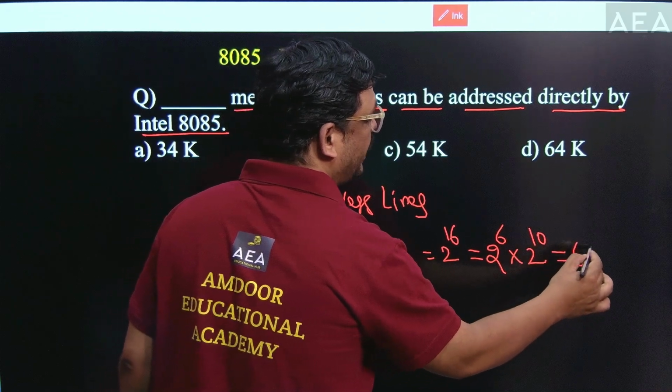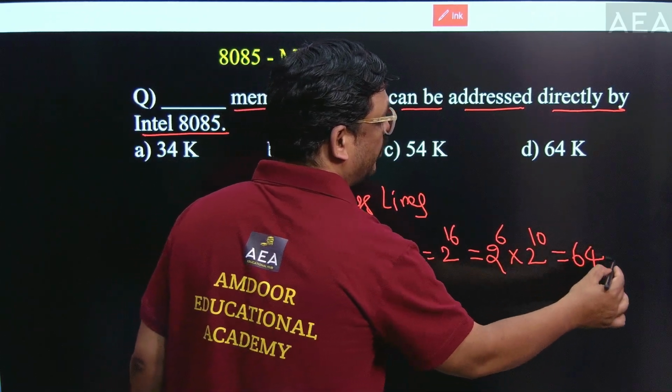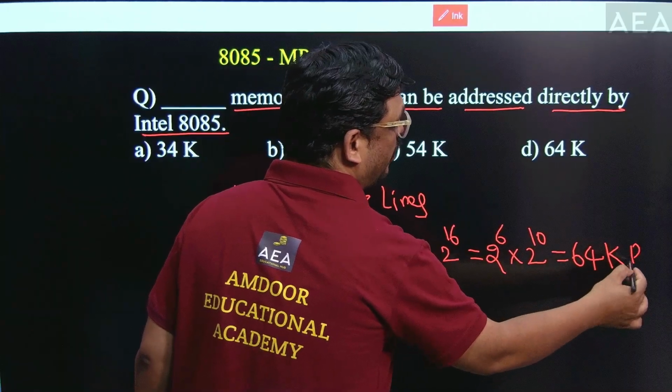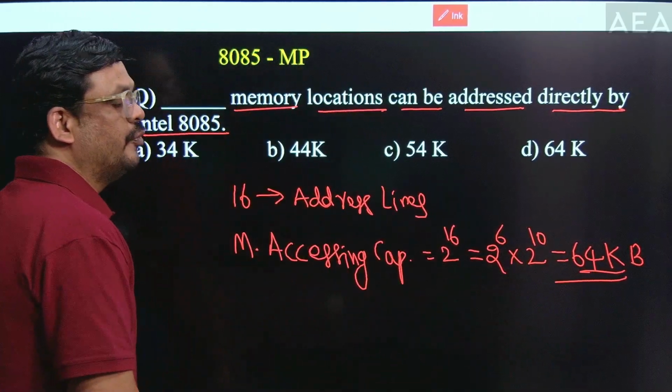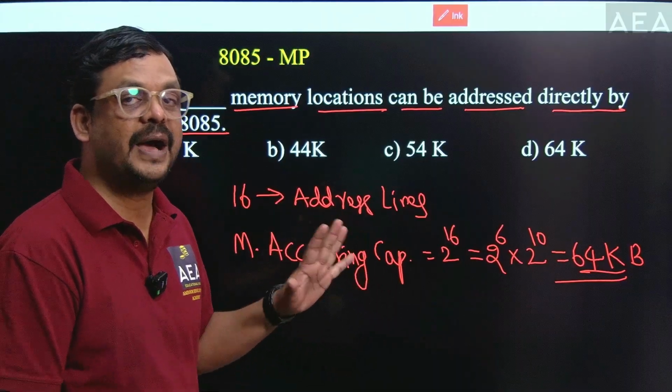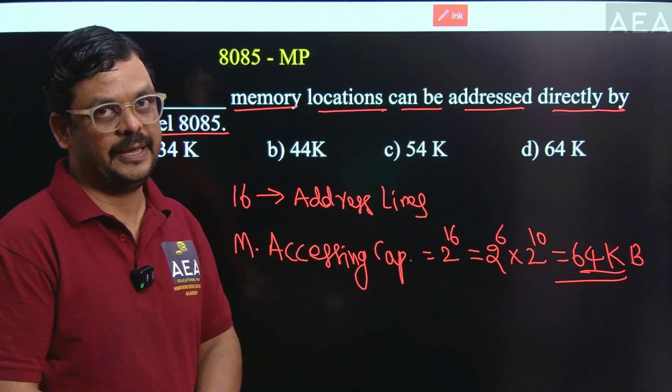2 to the power of 6 value is 64 and 2 to the power of 10 value is kilo. So now it can access 64 kilobytes of memory. This one is the maximum memory accessing capacity.